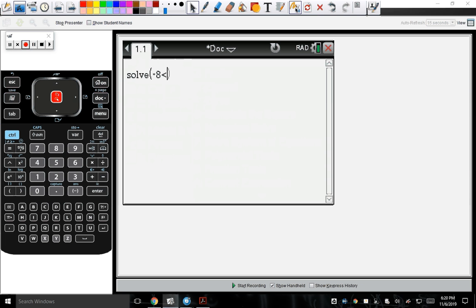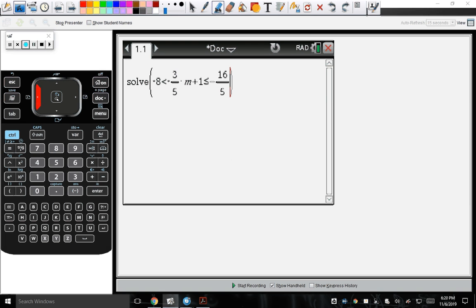And just like it is on your paper, you're just going to type this out. Negative, control divide, 3 over 5 times m. Okay, and it's going to be plus 1, is control equals, less than or equal to, it's that bottom middle one there, and then we're going to put negative, control divide, 16 over 5. Oops. And then you're going to tell the calculator what to do. So I didn't do it yet, that's why that error came up.